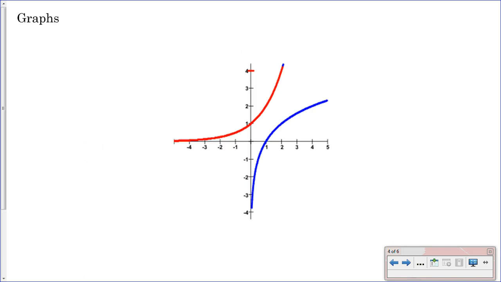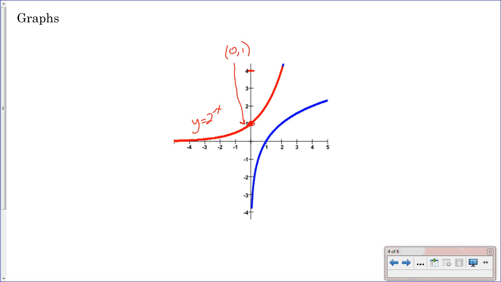If you remember from the previous video, this here is your exponential graph. We'll call it y equals 2 raised to the x. If you remember, exponentials always go through the point 0, 1.